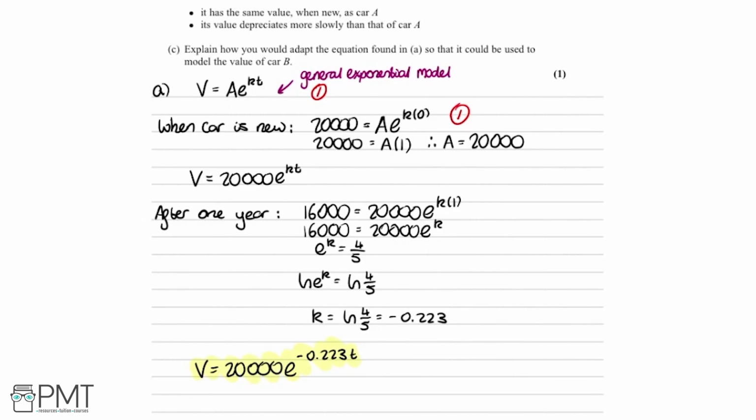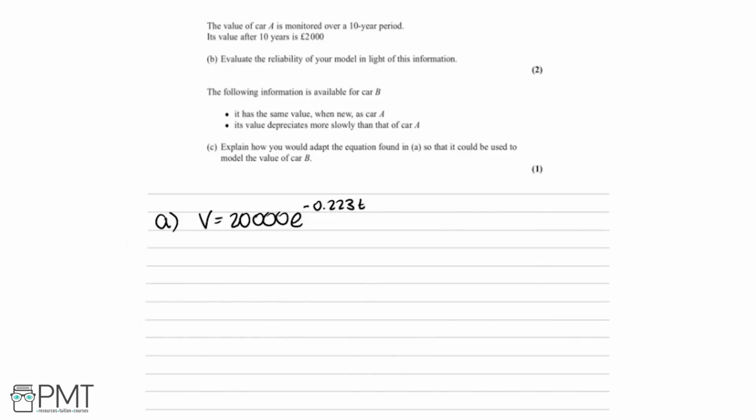We get the third mark here for substituting in that T equals 1 and V equals 16,000 and working out a value for K. And we get the final mark here for getting a correct equation that links V and T. So look at part B now.